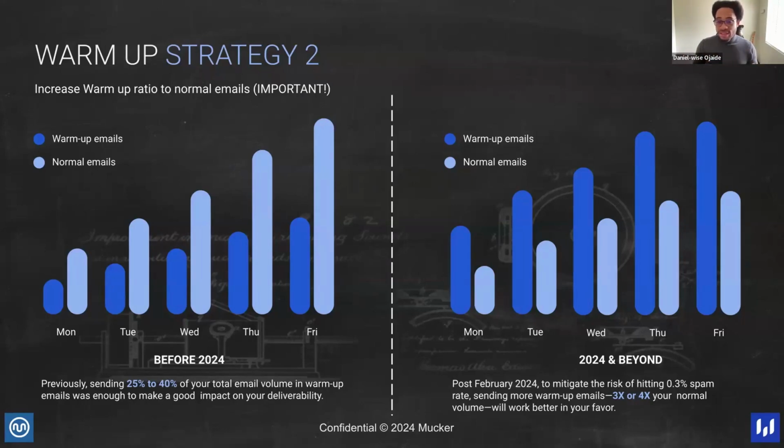For best practices, I also encourage that while sending your normal prospecting emails, you keep the warm-up running in the background, so that the positive signals generated by the warm-up can always cushion the effect of possible negative signals that will be generated by your actual recipients. Yeah, and I hope that answers that question.